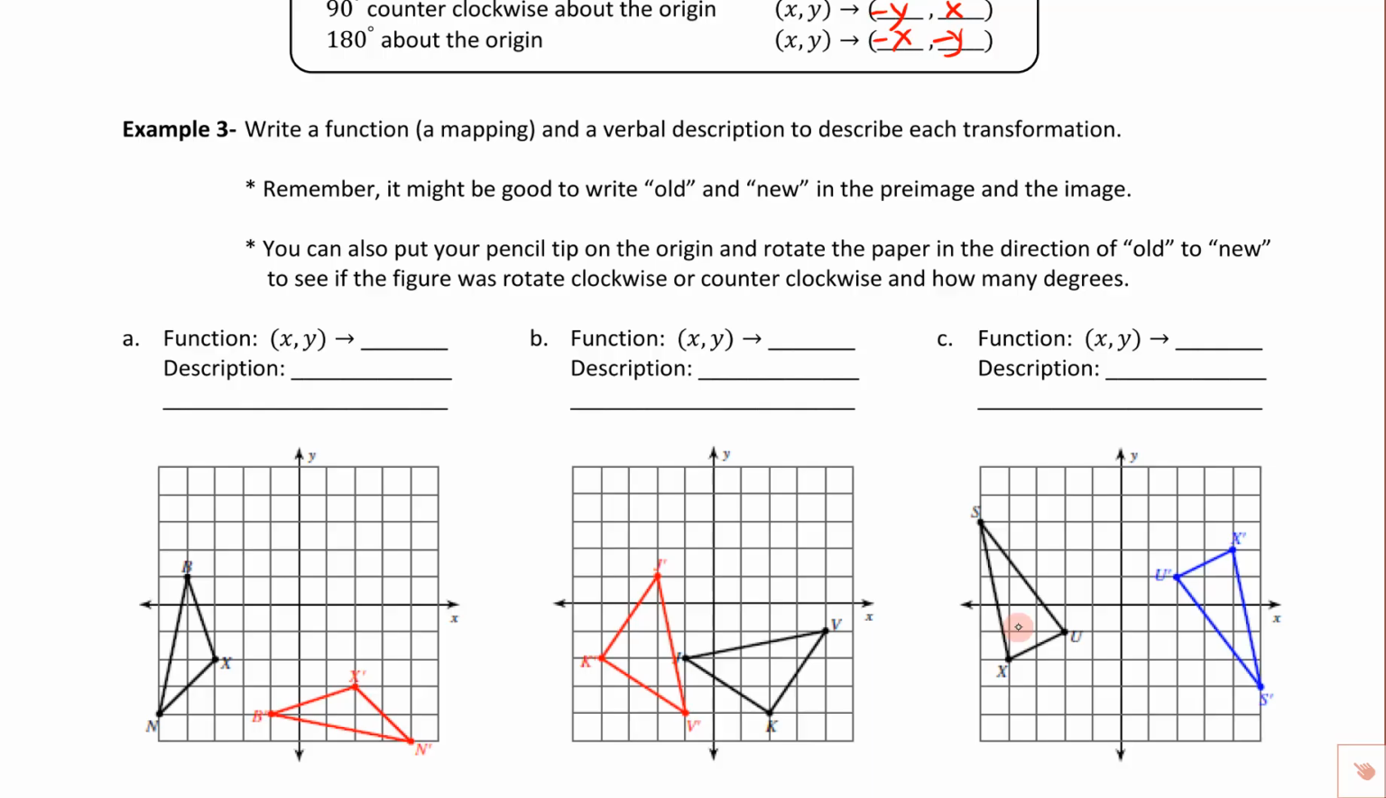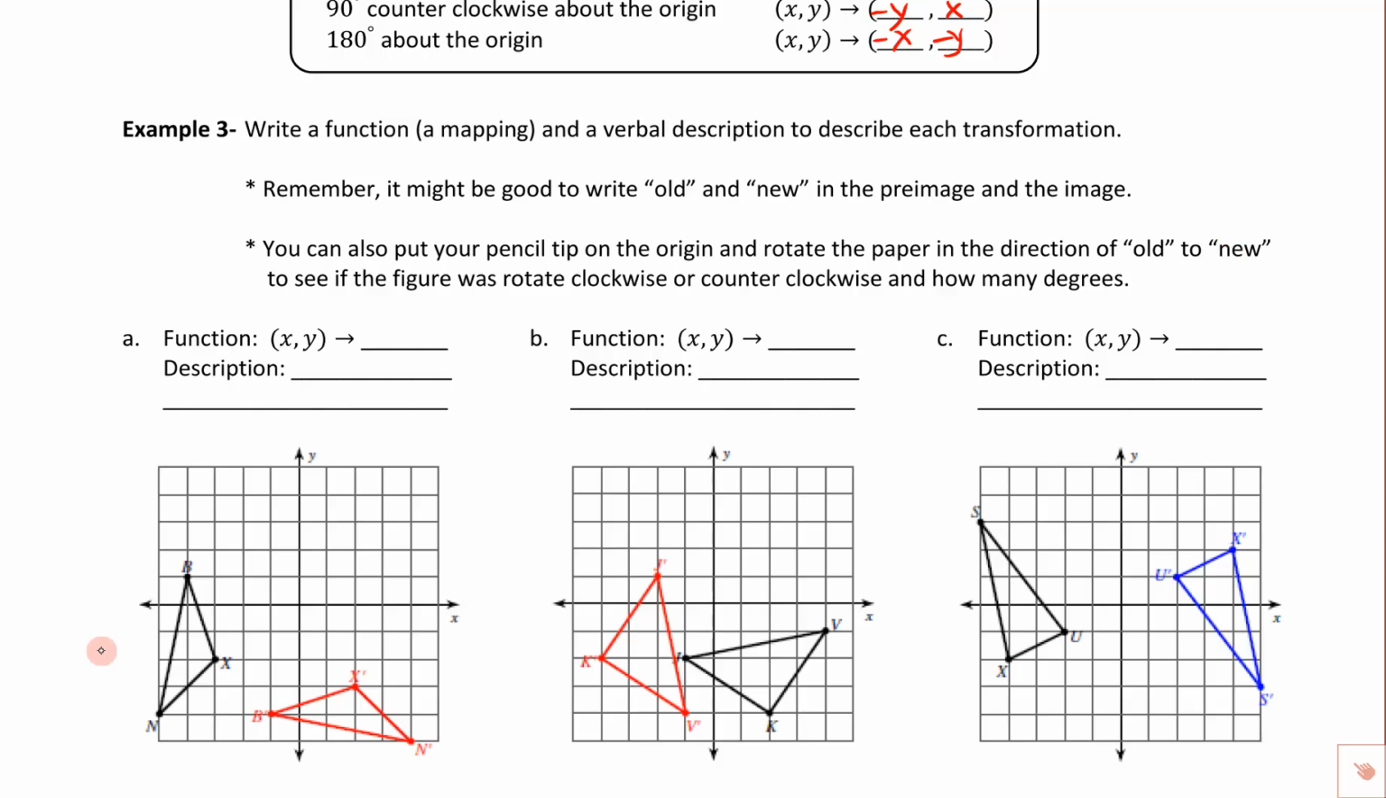But we do have to come up with two parts of the answer. We have to come up with a function or a mapping for this, and we have to come up with a description. I'm hoping that based on what we've talked about up above, this isn't too bad. It says write a function and a verbal description. Remember to write new and old next to the pre-image and the image. And you can also put your pencil tip at the origin and rotate the paper in the direction of the old to new to see if the figure was rotated clockwise or counterclockwise and how many degrees.